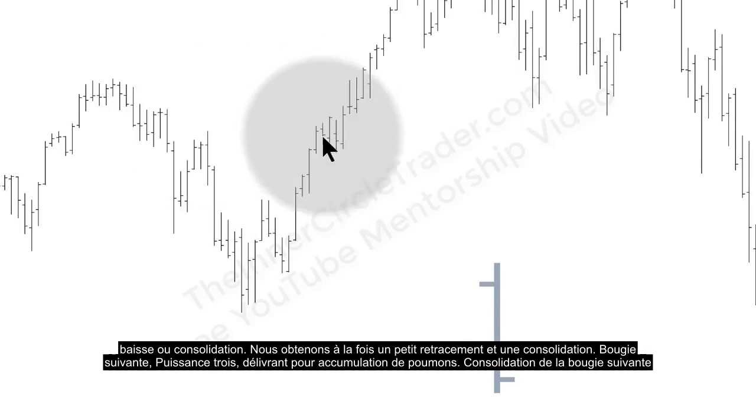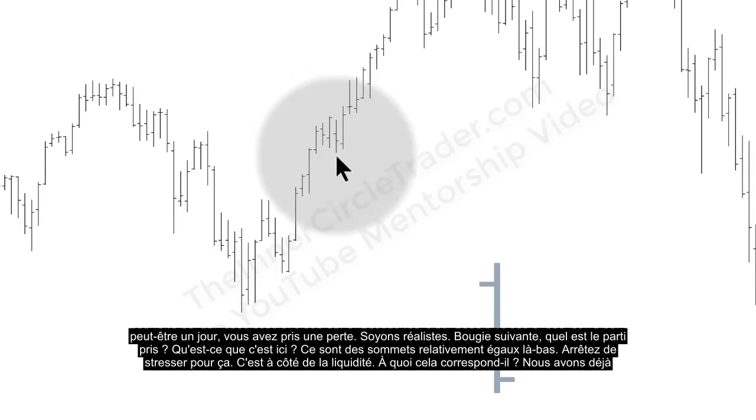We get both. Small little retracement and consolidation. Next candle, power 3 delivering for accumulation of longs. Next candle, consolidation. Might be a day you took a loss. Let's be real. Next candle, what's the bias?